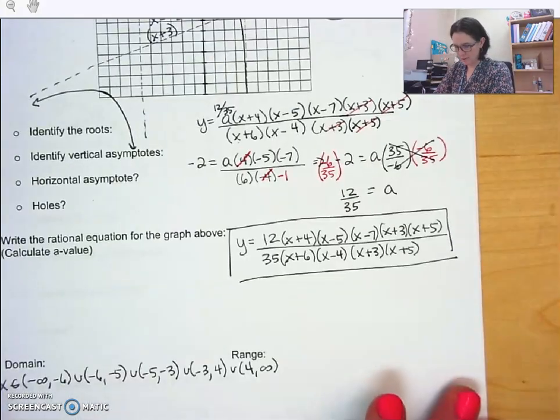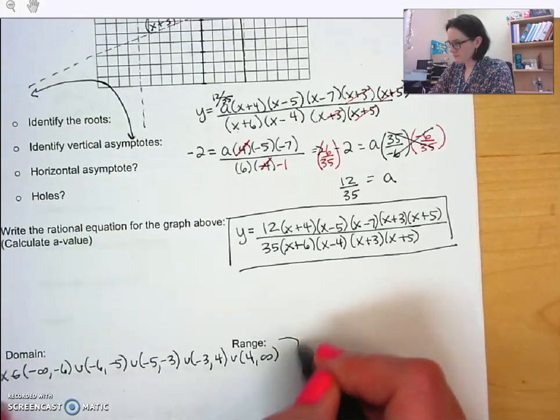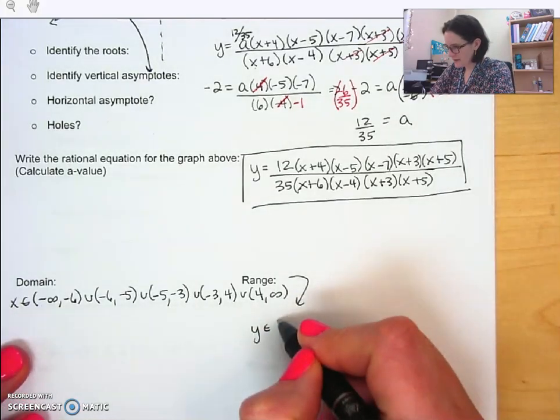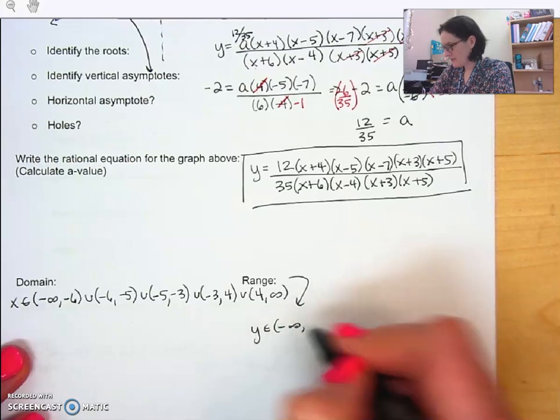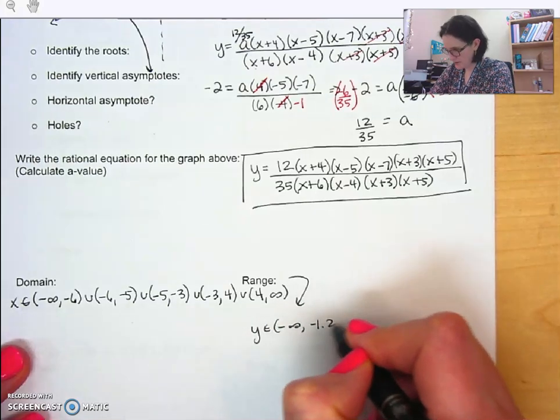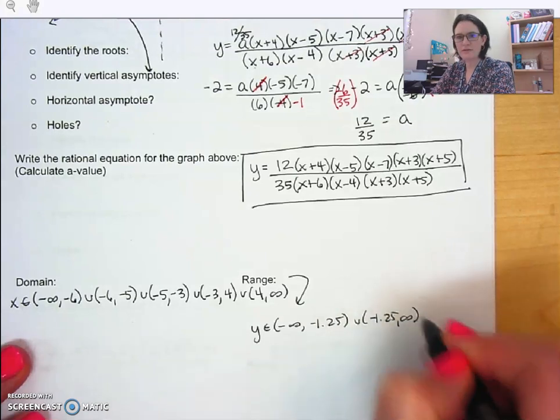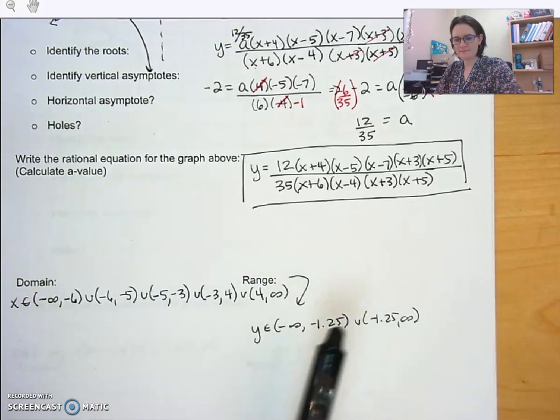So my range is going to be y is an element of -infinity to -1.25, union -1.25 to infinity. And that's the end of the lesson.